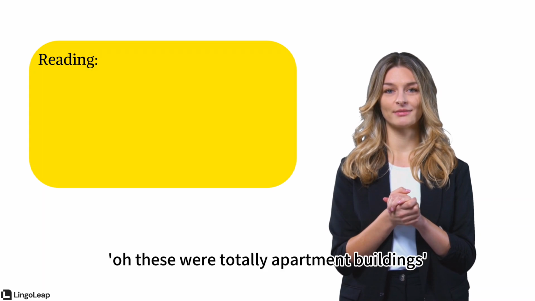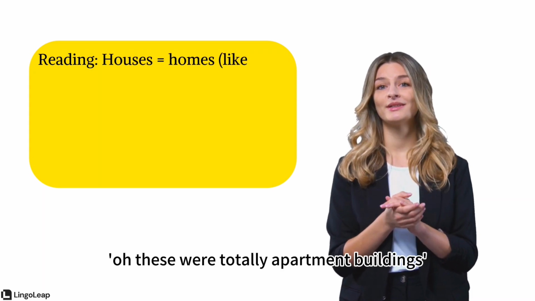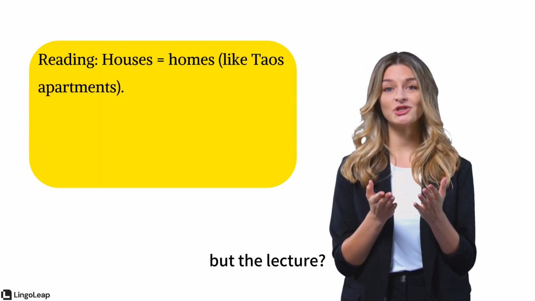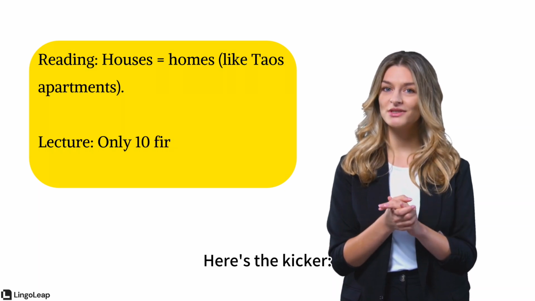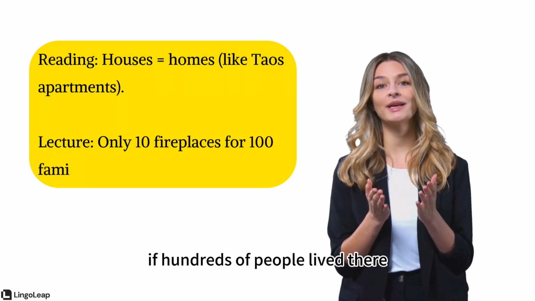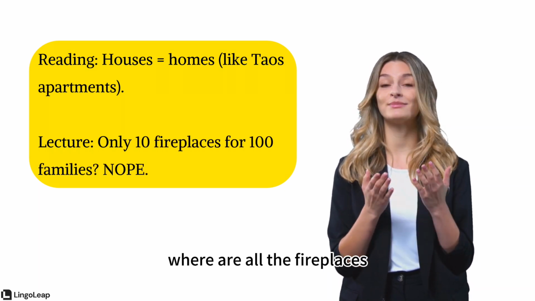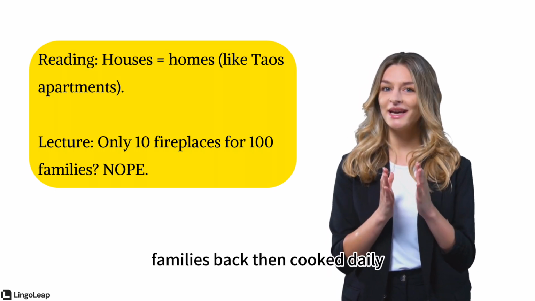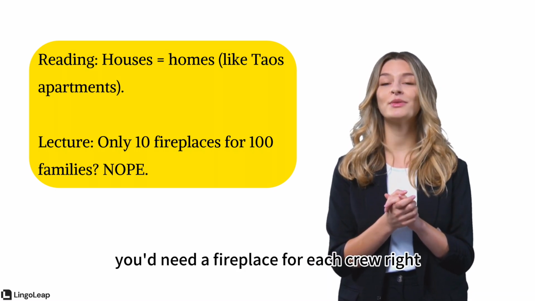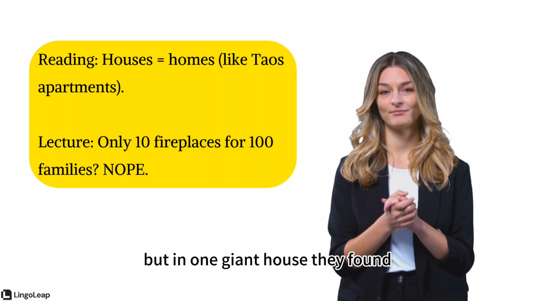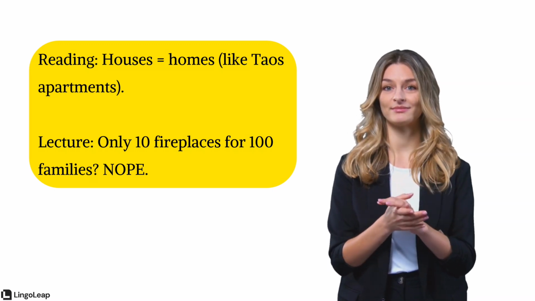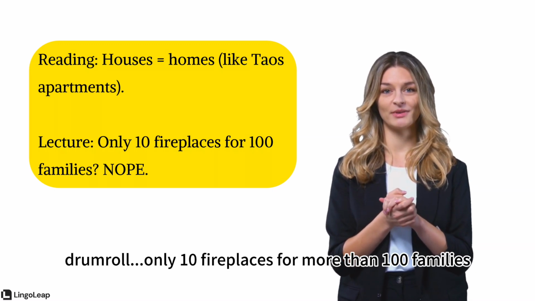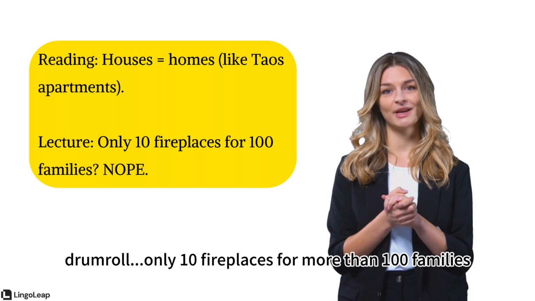The reading says, oh, these were totally apartment buildings, just like Taos. But the lecture? Hold my coffee. Here's the kicker. If hundreds of people lived there, where are all the fireplaces? Think about it. Families back then cooked daily. You'd need a fireplace for each crew, right? But in one giant house, they found, drumroll, only 10 fireplaces. For more than 100 families.